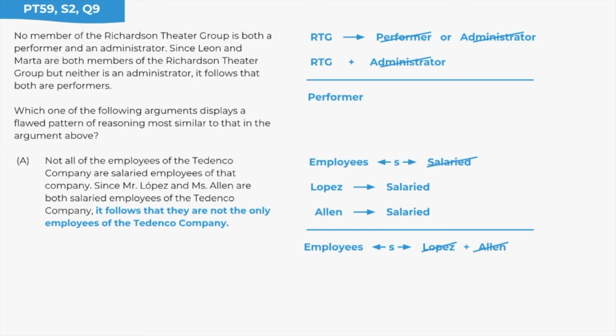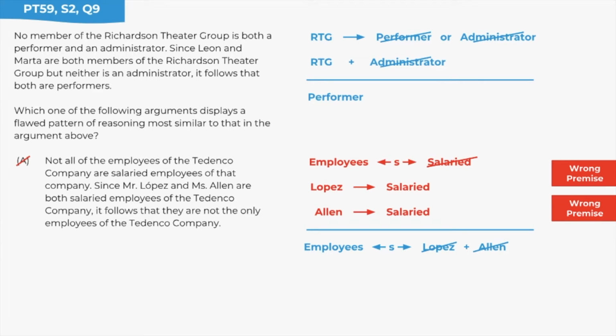So there's a mismatch on the first premise. There's a mismatch on the second premise. The conclusion is also a relationship instead of a statement of fact. So there's a conclusion there. And then if we dig really deep, you notice that if some of the employees are not salaried, while Lopez and Allen are salaried, it does follow that some of the employees are neither Lopez nor Allen.